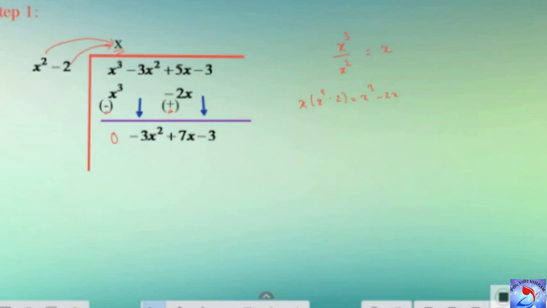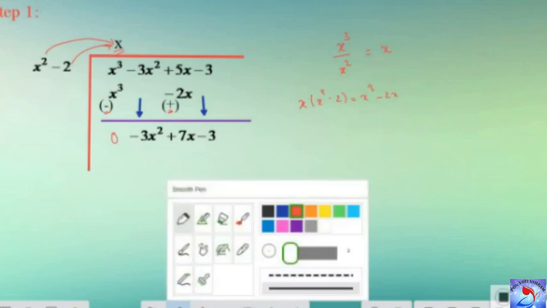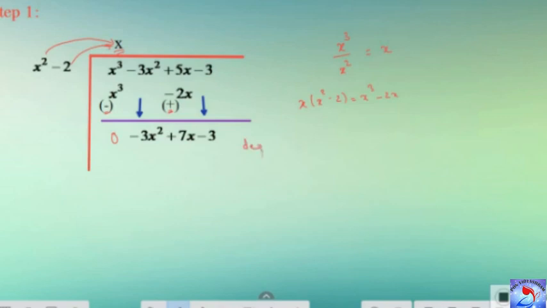We are not yet done with our division. We still have to continue. Why so? We can check here the degree of this part of the dividend. The degree here is 2, and the degree of your g of x is also 2. So the degree of g of x and your so-called remainder is actually the same. Degree of g of x is equal to degree of r of x. We cannot stop here.